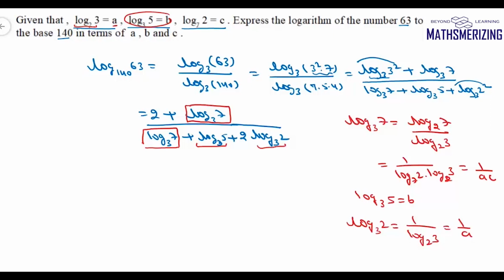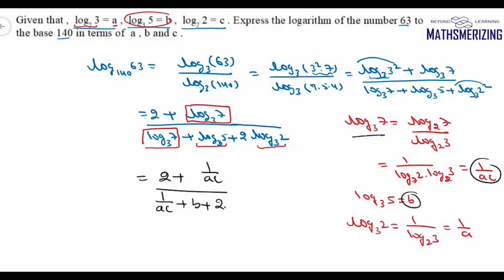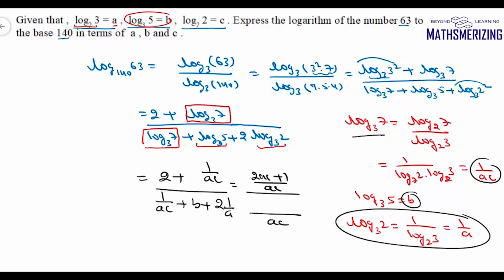So now I can write the value as 2 plus, now log 7 base 3 is 1 upon ac. Here also it will be 1 upon ac. Now log 5 base 3 is simply b, and then plus 2 into log 2 base 3. Log 2 base 3 is 1 by a. So there will be 1 by a. So if I take LCM, I'll get twice ac plus 1 upon ac. And here again, I'll get the LCM as ac. So there'll be 1 plus abc plus 2c. So the answer to this question will be twice ac plus 1 upon 1 plus abc plus 2c.